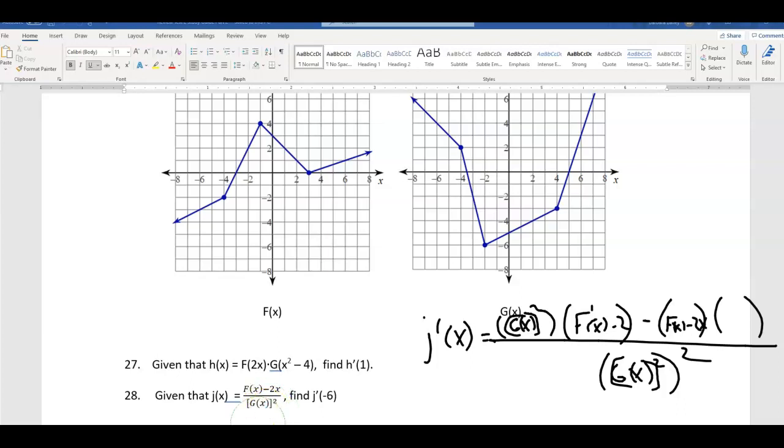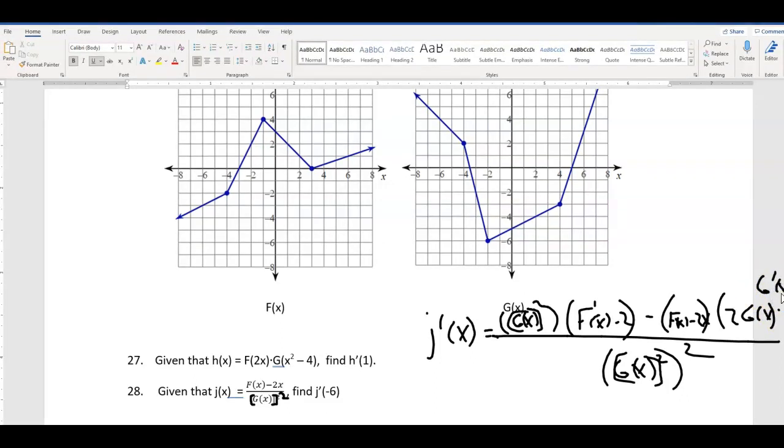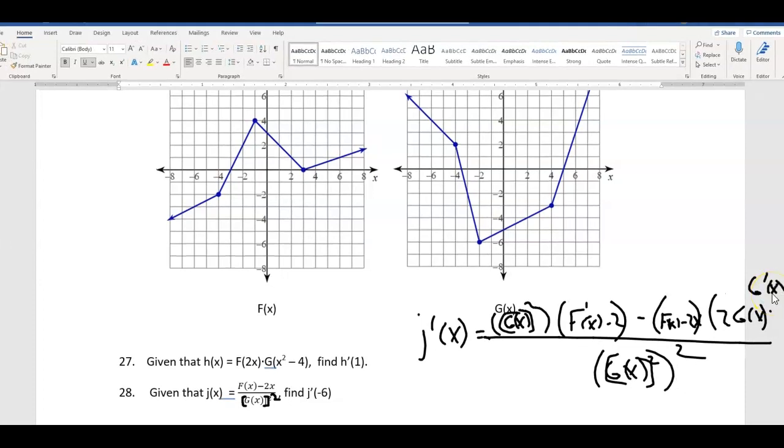Now, the derivative of the bottom is going to be a little tricky. It's a chain rule. The outside function there is the square. The inside function is the g. So the derivative of the outside will be 2 multiplied to the front, the power multiplied to the front. And then you take 1 off of the power, so now it's just g of x to the first power, times the derivative of the inside, which is g prime of x. So that's the derivative of the bottom there.